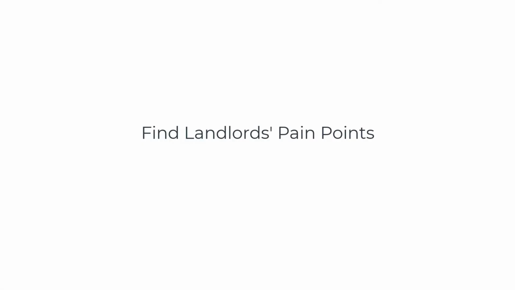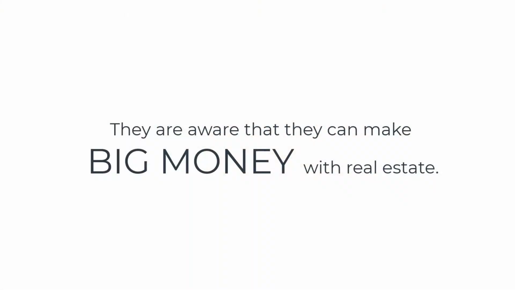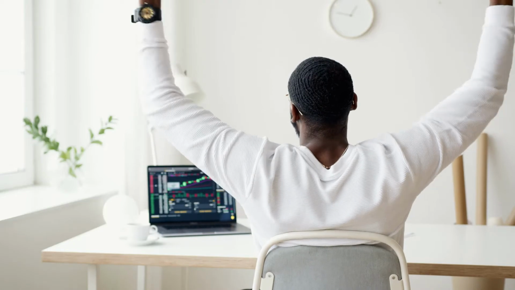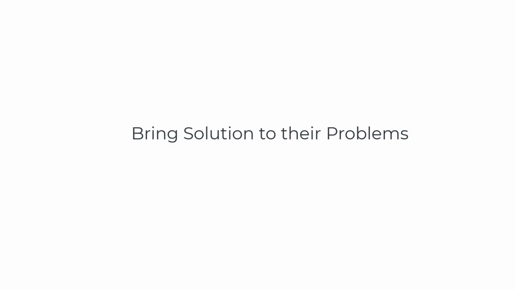You must basically find their pain points, what they're having problems with, because they are aware of the opportunities. They are aware they can make big money with real estate arbitrage. However, sometimes the fact that they don't know how to do it, how to become a successful Airbnb businessman, drives them basically crazy. So if you could bring a solution to their problems, they will be happy to cooperate.